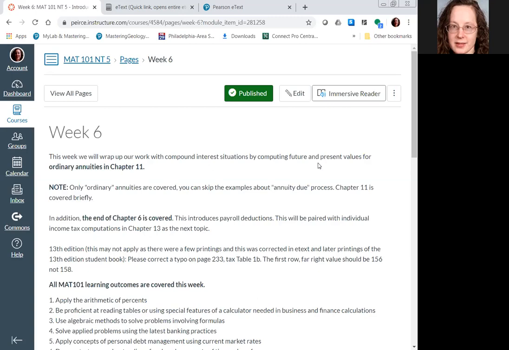The formulas are more complex than those of Chapter 10, so use the tables. That's what I encourage you to use, the tables in Chapter 11. The built-in features of the Texas Instruments BA II Plus calculator or an online calculator may also be used. Note that the answers may be a few cents different due to rounding in the tables.